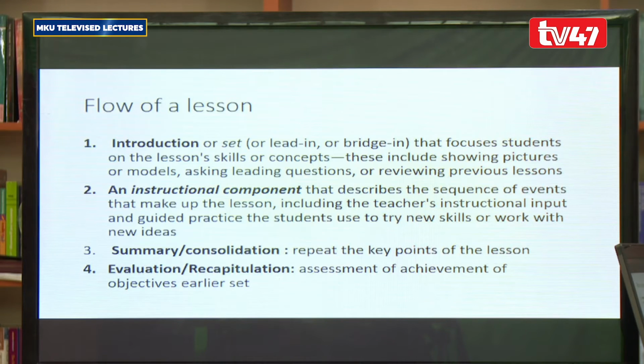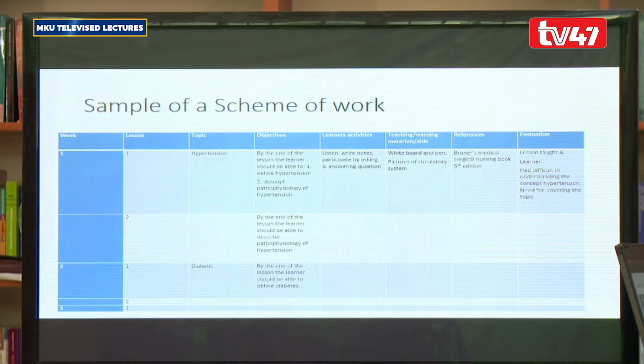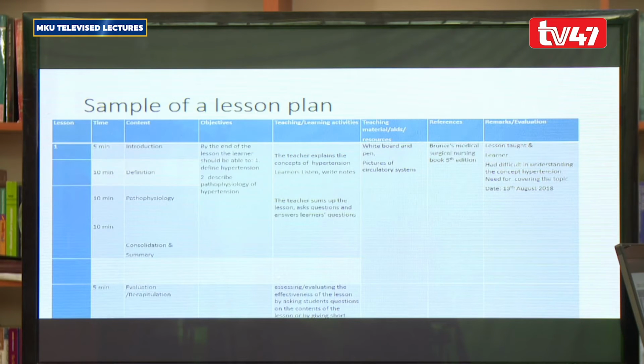This is recapitulation, or asking questions in assessment, assessing whether your objectives were met. If you had said that the students will be able to define, are they able to define in their own words, or did they understand? We have a sample of a scheme of work, which I will send you in your emails because it may not be clear on the screen. And then we have a sample of a lesson plan. Again, I'll send it to your email or notes.